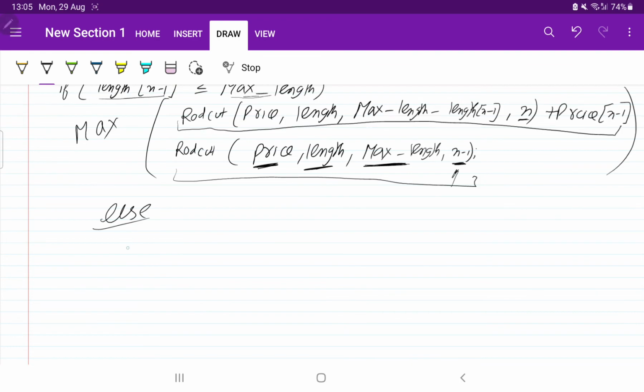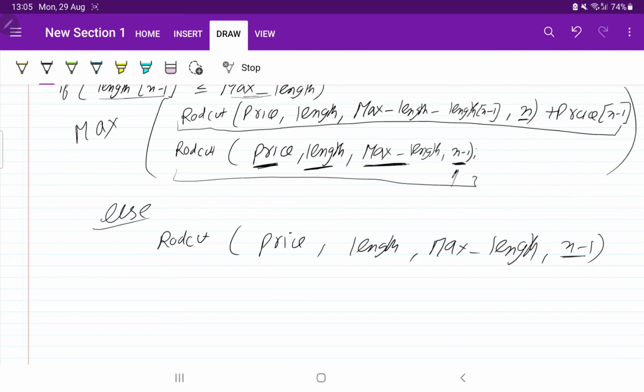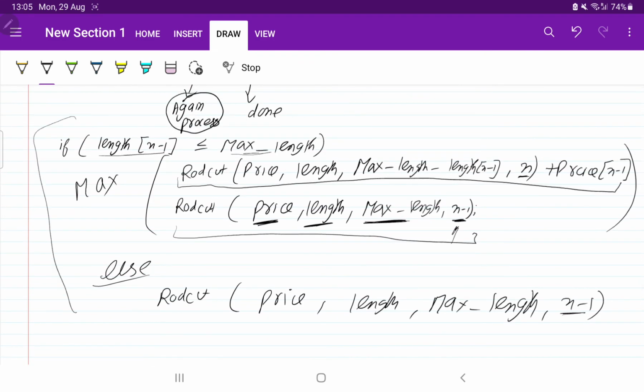So finally what we are going to do? We are going to write like this, that again we are going to call the rod cut function. We are going to pass the price array, the length array. The maximum length will be the same as it is because we have taken the decision, but the number of elements will decrease. It will be n minus 1. So this is, I can say, the logic of the choice diagram. Are you getting what I want to say?